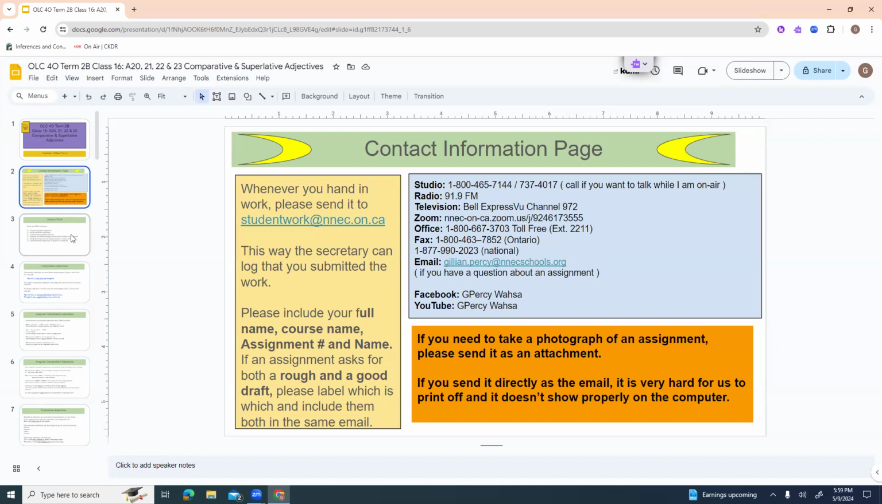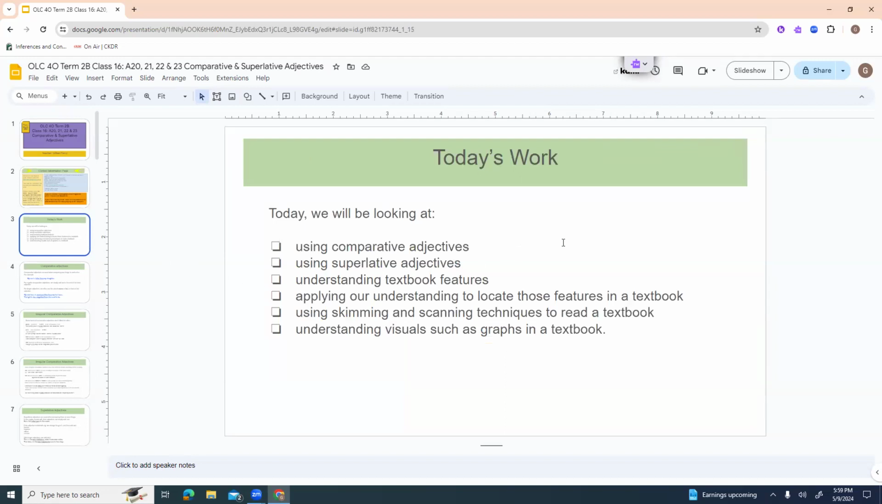All right, today's work. Today we're going to be looking at how to use comparative adjectives, how to use superlative adjectives, understanding textbook features, applying our understanding to locate these features in a textbook, using skimming and scanning techniques to read a textbook, and then understanding visuals such as graphs in a textbook.